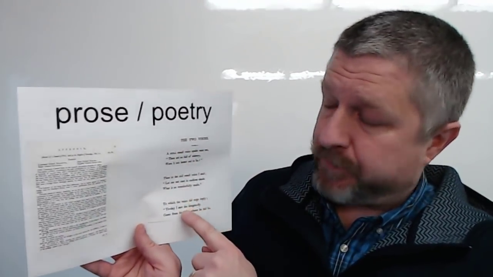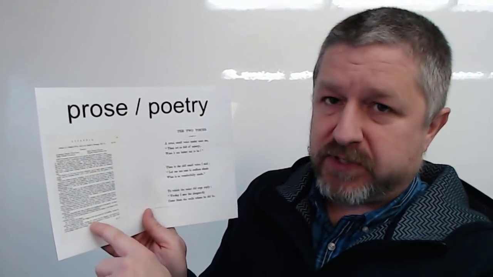But poetry is written in verses. So paragraphs here, verses here. And many times the lines in the poem will rhyme. So when you have prose, it's like this with sentences and paragraphs. And when you have poetry, it's usually written in verses. So prose and poetry.